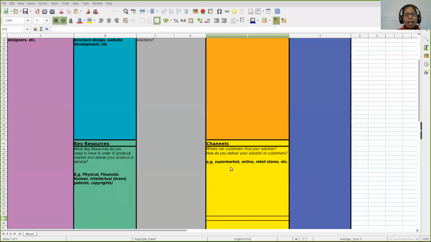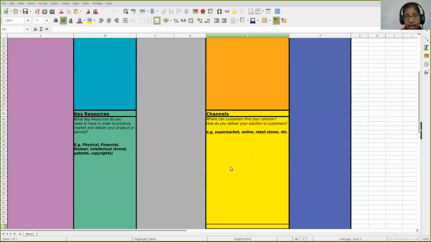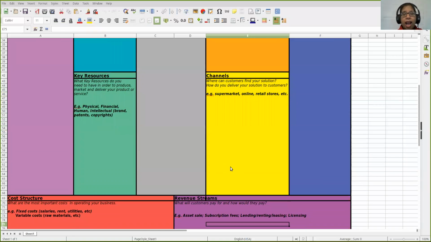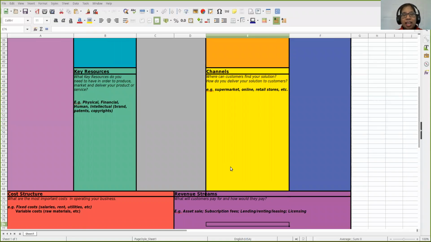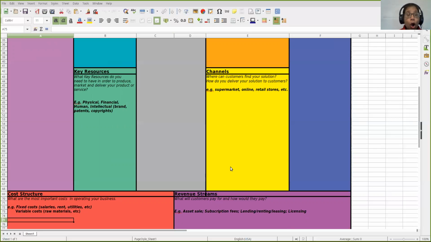And again, I said, and I will re-emphasize that this business model canvas sort of encapsulates everything that we have learned in this course so far. It gives you one snapshot of everything that you need to know for your business idea. All right. And then we go to cost structure.